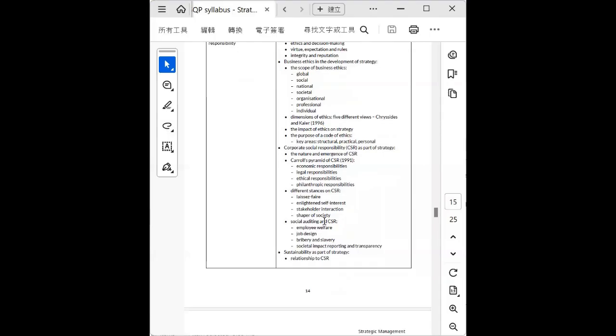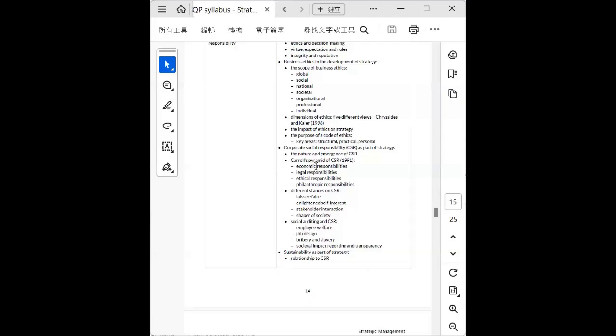These are the different ethical elements that you may need to discuss in your strategy. So when there's a question that involves ethical elements or the corporate responsibility elements, probably you need to discuss it in quite detail and look at the various elements and various dimensions.